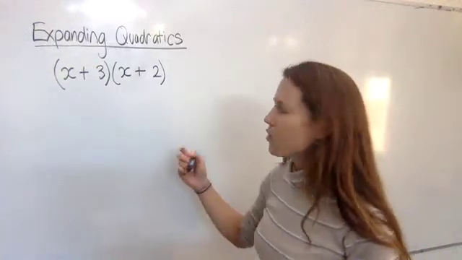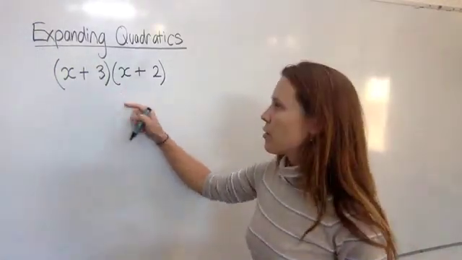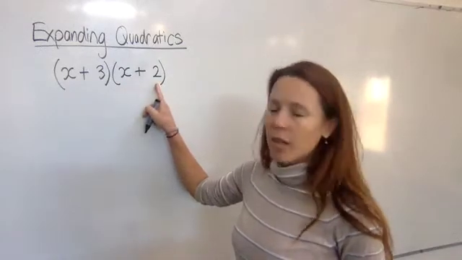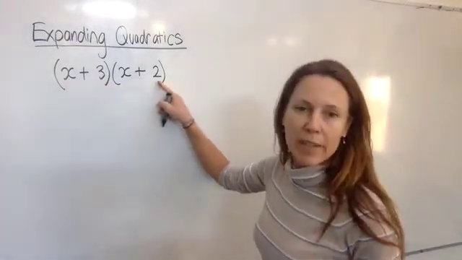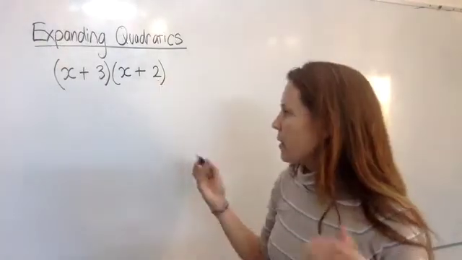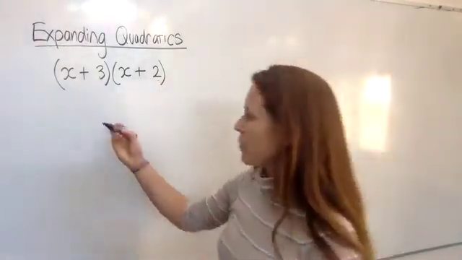Expanding quadratics involves multiplying two numbers, but both of those numbers could be made up of more than one part. Here we've got a number made of two parts multiplied by another number that's made of two parts. Now let's go back to something that we actually know really well.